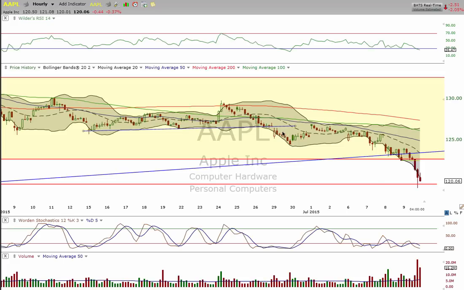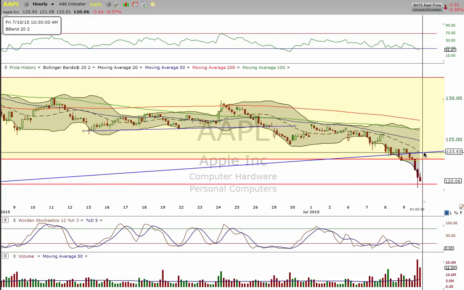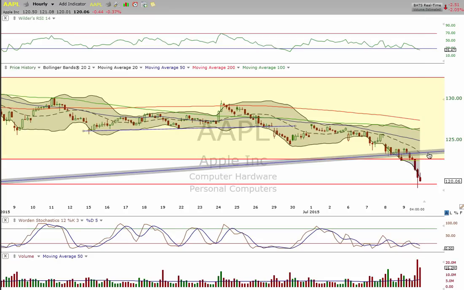Let's try this again. Okay, yeah, so we have the double bottom, nice little hammer here, but we're going to get back inside, and you can see the middle Bollinger Band falls right in line with the resistance of the uptrend line that was broken. So it should hit this area here and then pull back down again and go get the next lower target. So 123.53 in that area. We should get a nice little bounce, and then after that we should resume south.